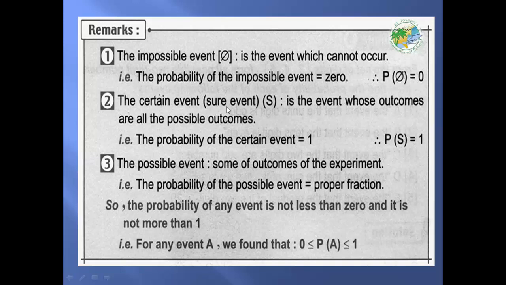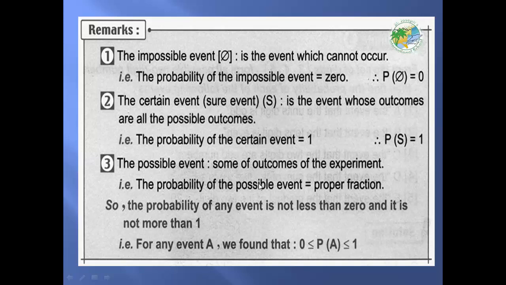The certain event, the sure event S, is the event whose outcomes are all possible outcomes. The probability of the certain event equals 1. Probability of S equals 1. Number 3, the possible event, is the event containing some of the outcomes of the experiment. The probability of a possible event equals a proper fraction.